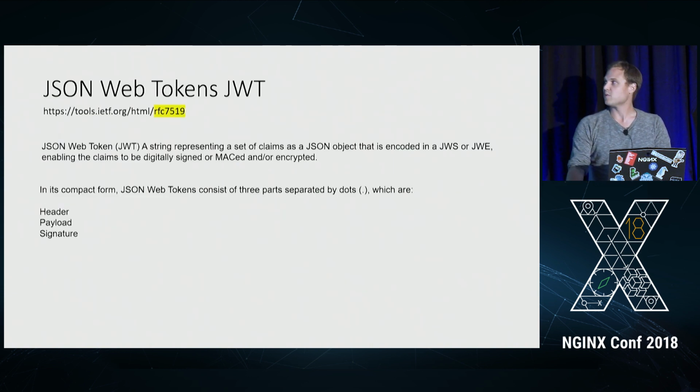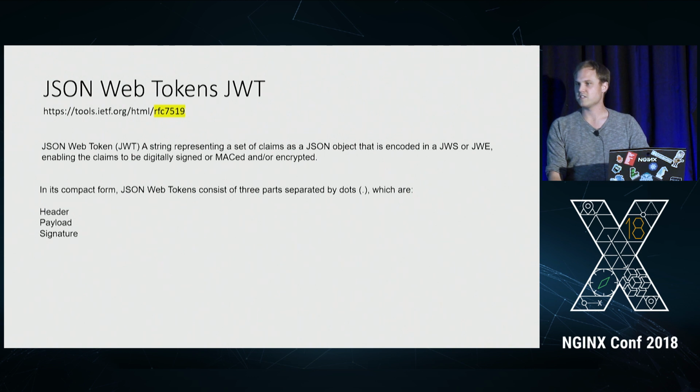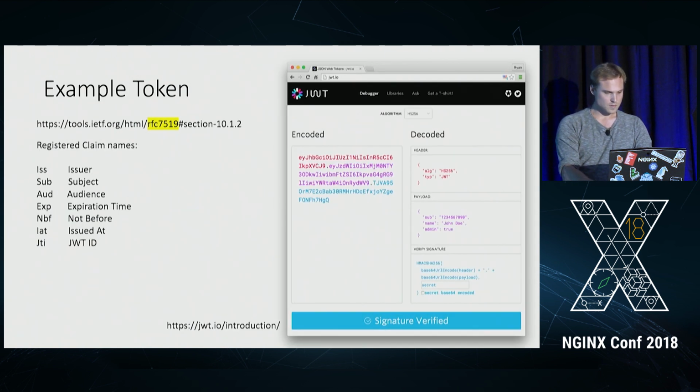So what is a JSON Web Token? RFC 7519 is the official standard for JSON Web Tokens. A JSON Web Token is not more than just a base64 encoded string I can send in the header, and it consists of 3 different parts separated by a dot. It's the header, a payload, and a signature. This is an example of it.